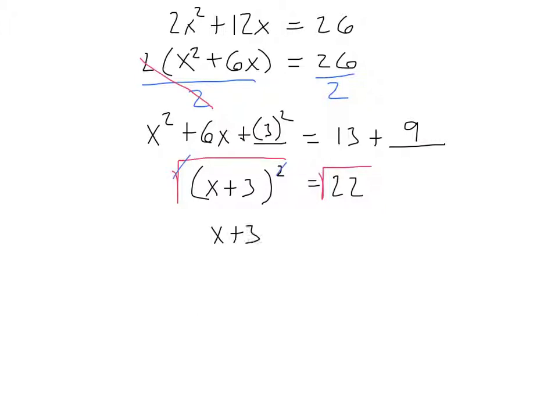X plus 3 equals positive and negative square root of 22. Can we reduce the square root of 22? Nope, there's no perfect square that we can factor out of that, so it stays the square root of 22, which we now subtract 3 from both sides. And please remember that negative 3 gets written out in front. So it's negative 3 plus or minus the square root of 22.